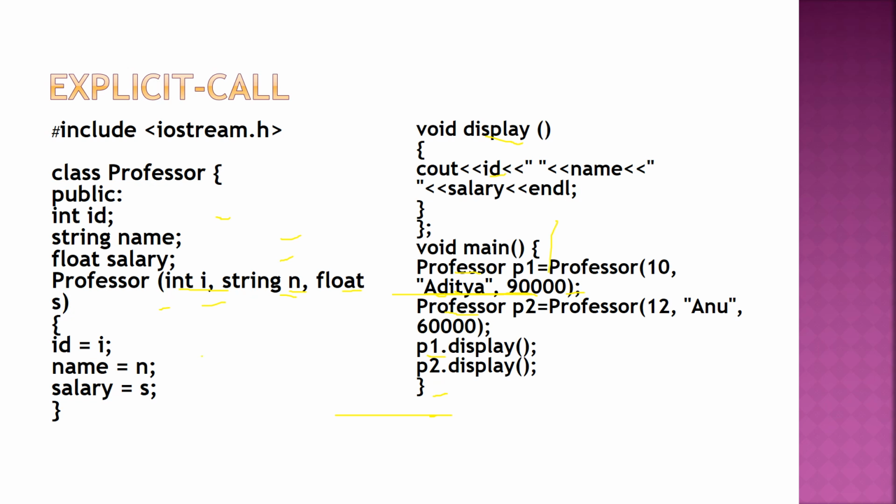What is the ID value now? 12. What is the N value? N value is nothing but a string, that is Anu, which has been passed to the name. And next one, salary S, which has 60. Once I access the second object, display will show you the ID of Anu is 12, the name is Anu, and the salary is 60. This is how we pass a value by explicit call. By seeing these two examples, I hope that you can clearly understand the concept of it.